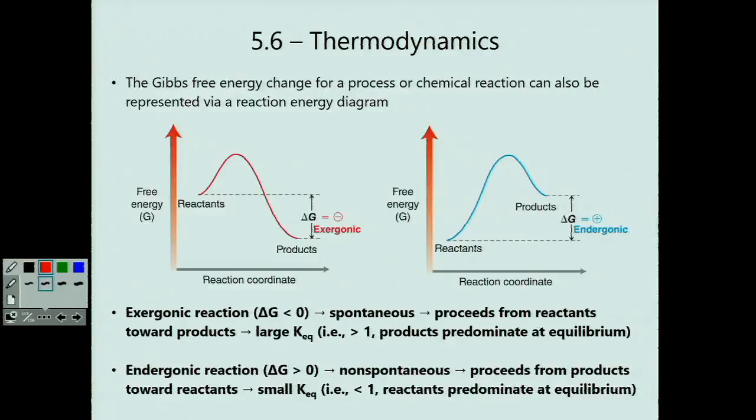All of these things mean the same thing. The exact opposite happens when you have products that have higher free energy content than the reactants. Delta G is positive, and the process is non-spontaneous as written. In fact, it's going backward from product to reactant. Therefore, it has a small equilibrium constant, less than 1. The reactants will predominate at equilibrium. All of these things are synonymous, and they can be read from these graphs that we see on the top.